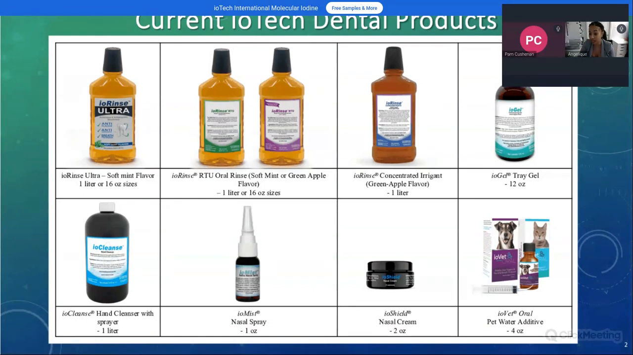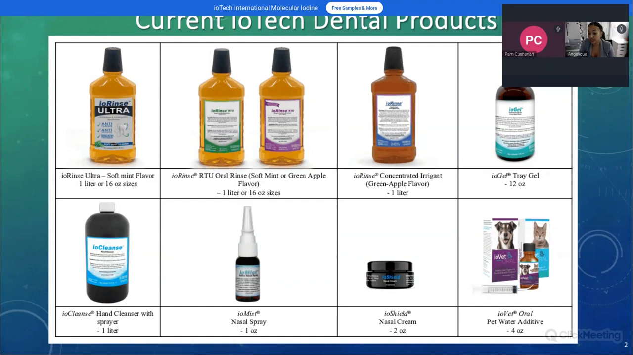There's no risk of staining with these products. The concentrate, even though it is a darker solution, is diluted for use. So there's no risk of staining with ongoing long-term use. The ioRinse Concentrate is available in a green apple flavor, and there are 12 1-liter bottles per case.